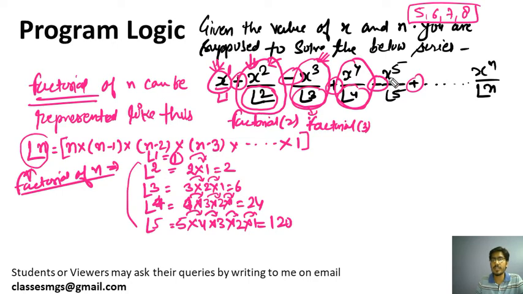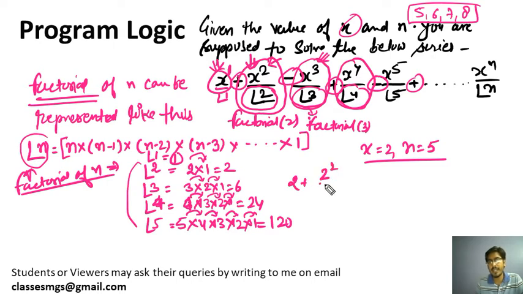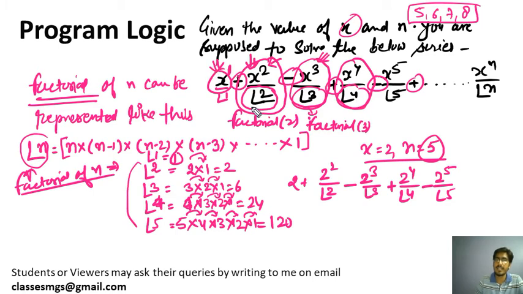Okay, so let's suppose the x value is 2 and the n value I am passing is 5. Then how will this series be calculated? So the x value is 2, so 2 plus 2 square divided by factorial 2 minus 2 cube divided by factorial 3 plus 2 raised to power 4 divided by factorial 4 minus 2 raised to power 5 divided by factorial 5. Up to 5 we need to add, so that's why we have taken up to that. Now the x value is 2, that's why we have put 2 here. Okay, the n value is 5, so up to the 5th term we will be solving this.